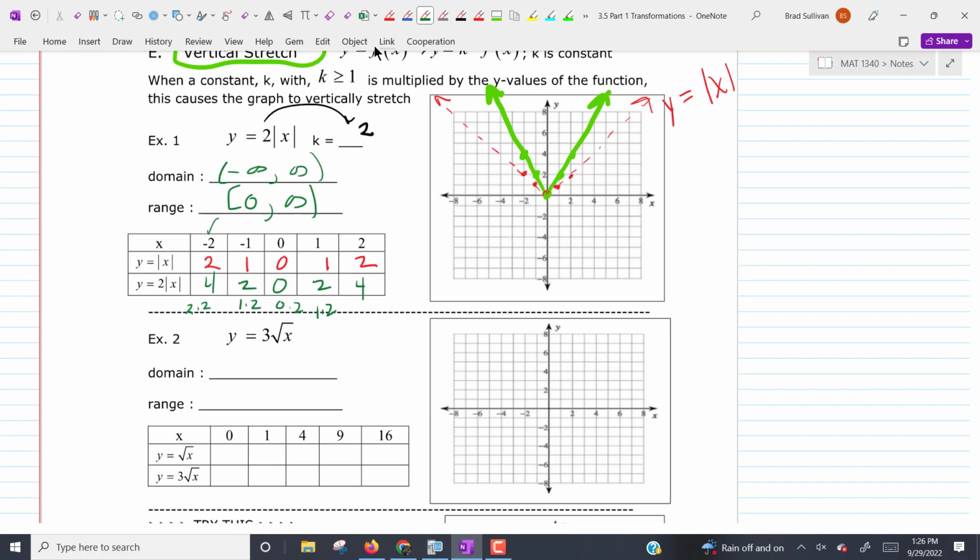We're going to spend a little bit more time on stretch and shrink, because the horizontal stretch and shrink is kind of troubling sometimes for students. Okay, so what do we do? Square root. Just do this real quick in your head. Square root of 0, square root of 1, square root of 4, square root of 9, square root of 16. Okay, plot your points. So we've got (0, 0), (1, 1), (4, 2), (9, 3), and so forth.